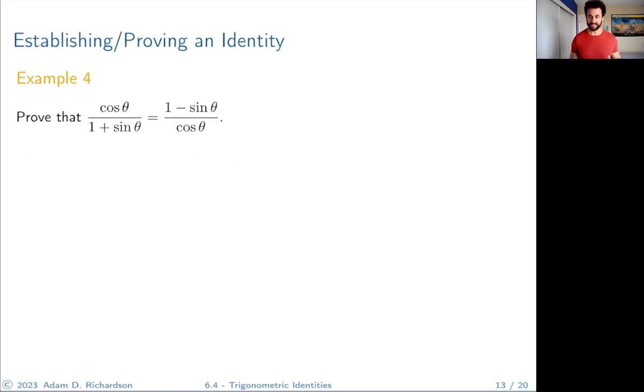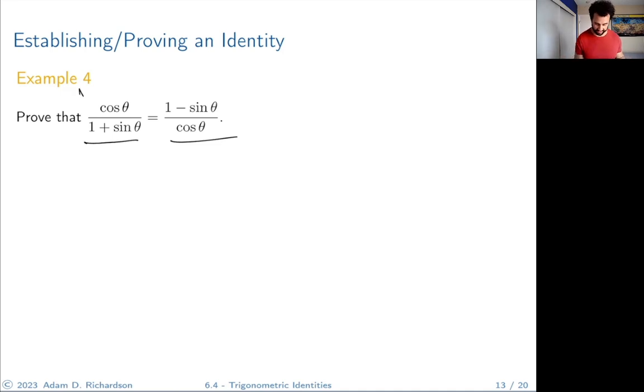All right, next, let's try this one. So now this is an actual identity. What this equation is saying is that this side is equal to this side for every value theta. So we're trying to prove that this is true. Now, remember, what you do is you start on one side and then you arrive at the other side. Do not start on both sides at the same time.